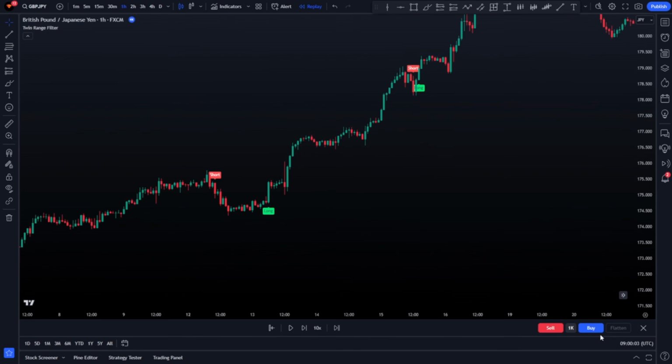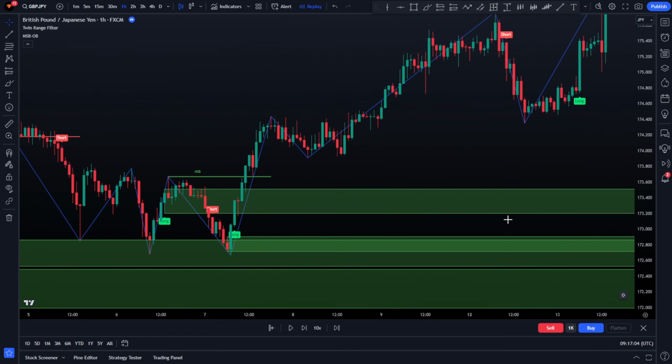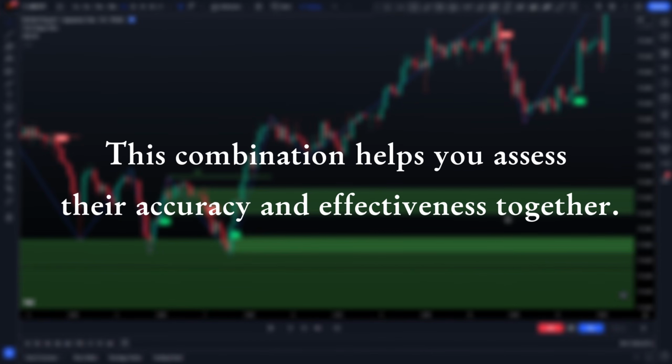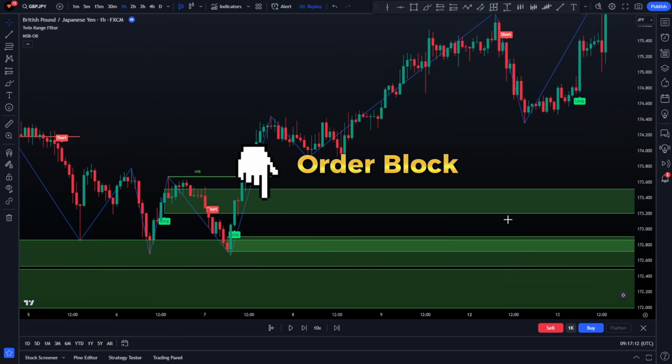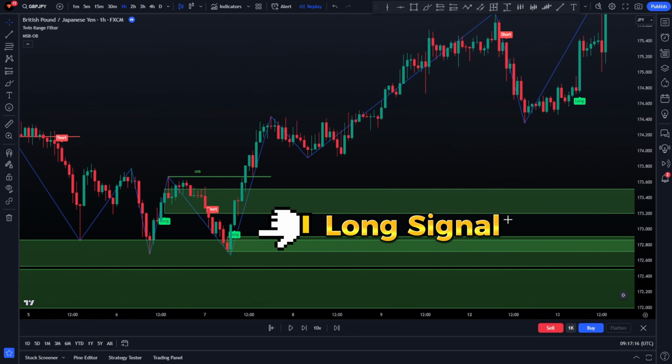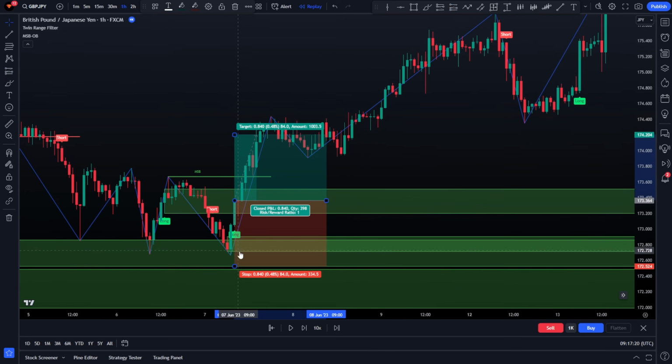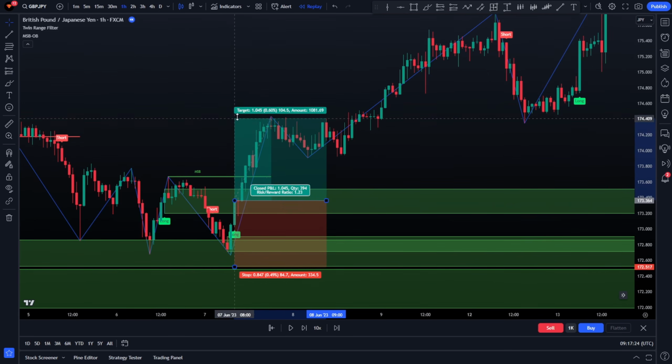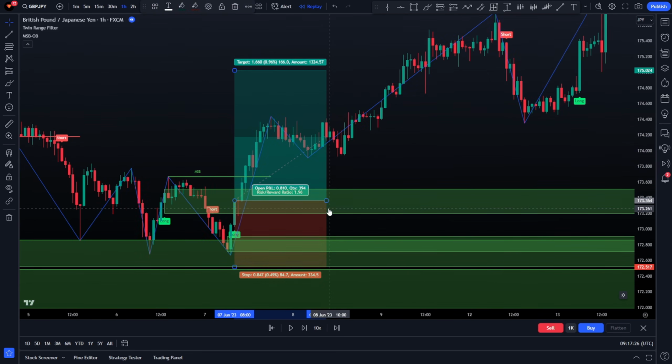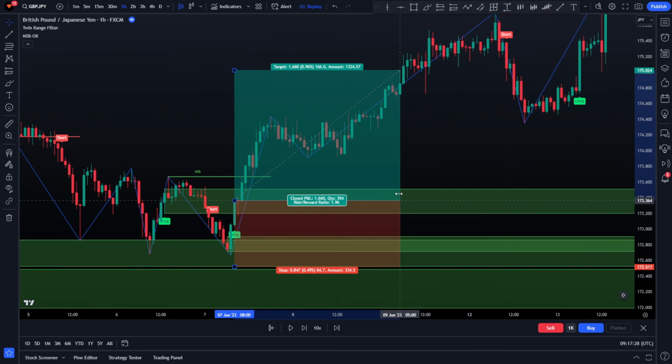To see how these indicators work together, let's also add the market structure and order block indicator to the chart. This combination helps you assess their accuracy and effectiveness together. When the market structure and order block indicator highlight an order block, it confirms a long trade entry signal from the Twin Range Filter. In such a case, you could have entered a long trade at the close of the candle and placed your stop loss below the order block, using a 2-to-1 risk-reward ratio.